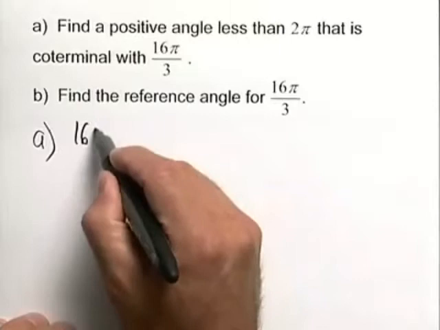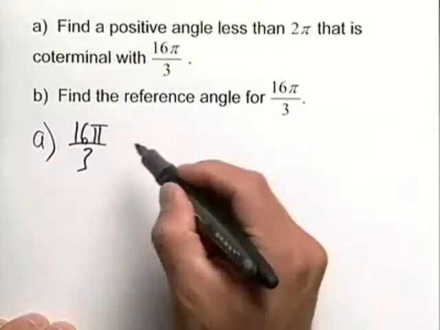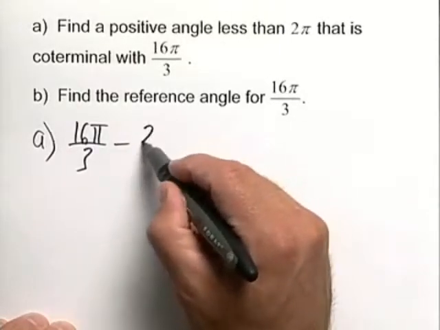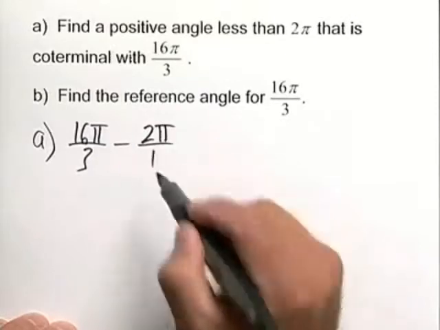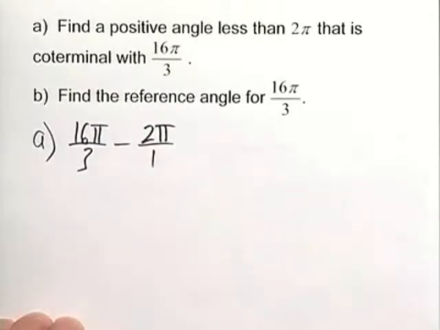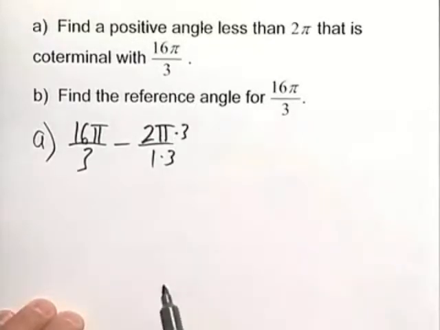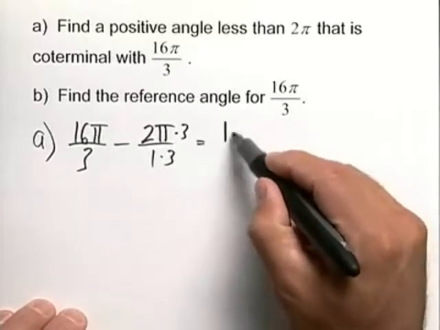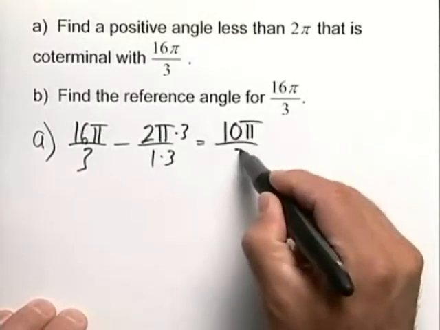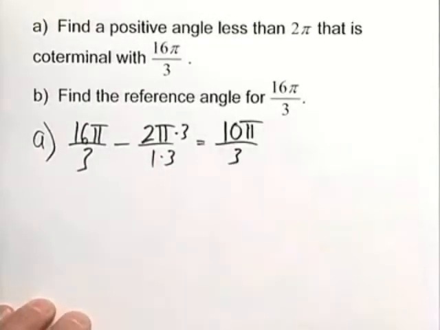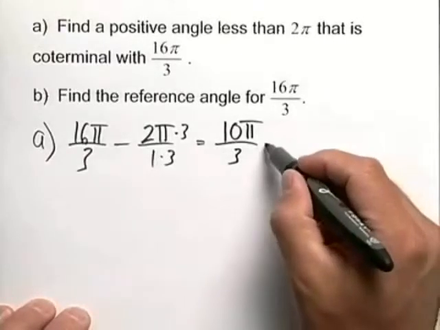We got 16 pi thirds, and because of the nature of radians, we're going to subtract off 2 pi initially and see if that gets us a value less than 2 pi. But we need a common denominator, so we'll multiply top and bottom to get 6 pi thirds, and from this we end up with 10 pi thirds. Now, is this a value less than 2 pi? And the answer is no, so we have to keep going here.